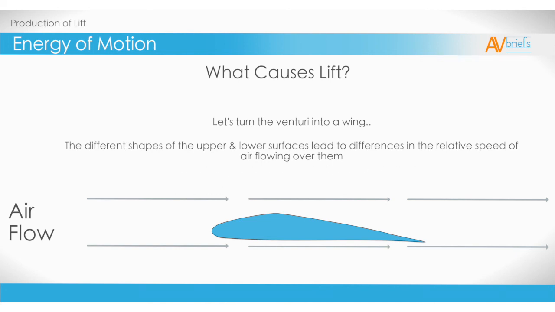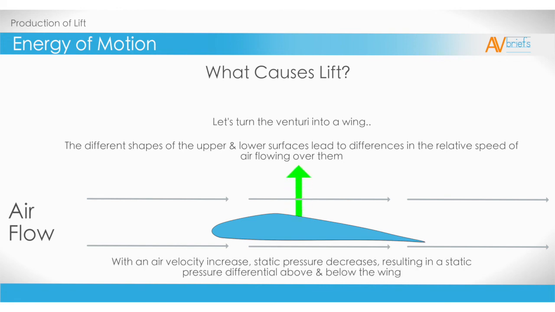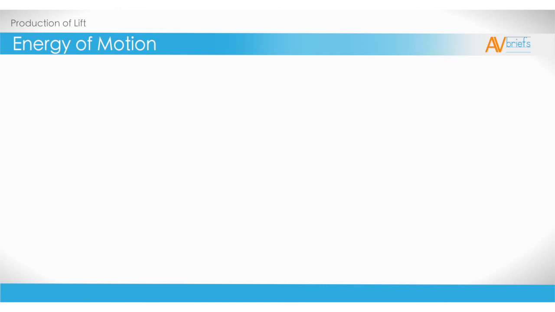The word velocity can be used to describe our vector. Velocity means the speed something is traveling in a given direction. So a greater velocity would mean a greater speed. With an air velocity increase, static pressure decreases, resulting in a static pressure differential above and below the wing. We now have a lower pressure on top of the wing, due to the increased air speed. And we have a higher pressure below the wing, as it hasn't really had to change its speed, or to use another word, its velocity. That is how lift is produced.